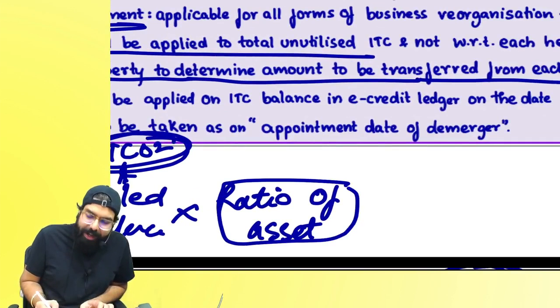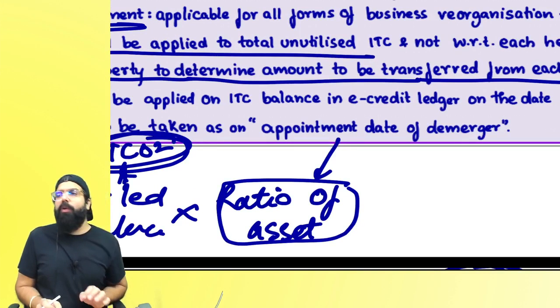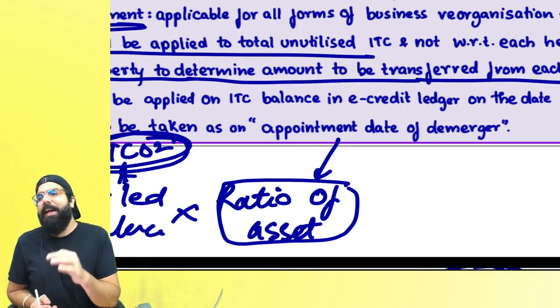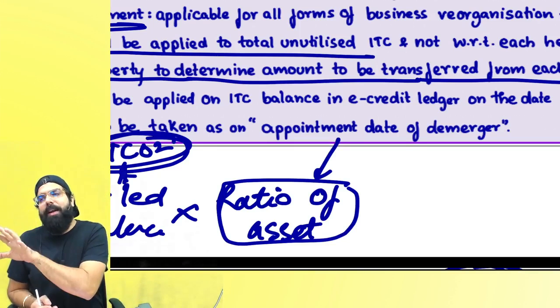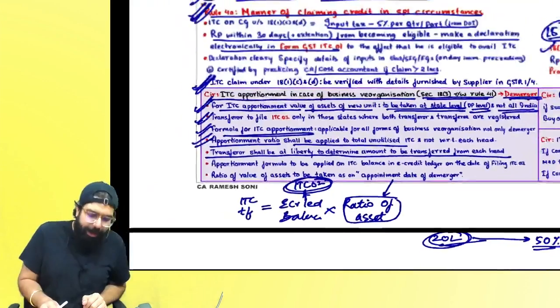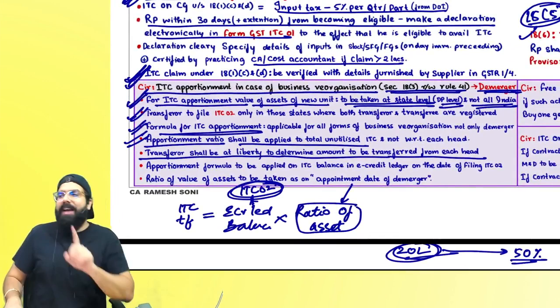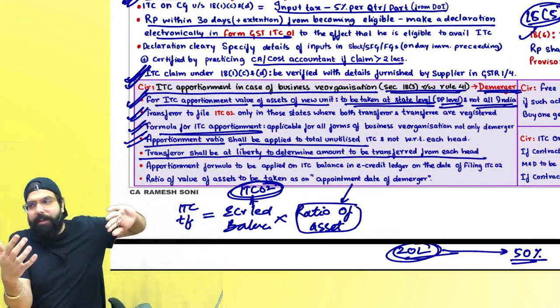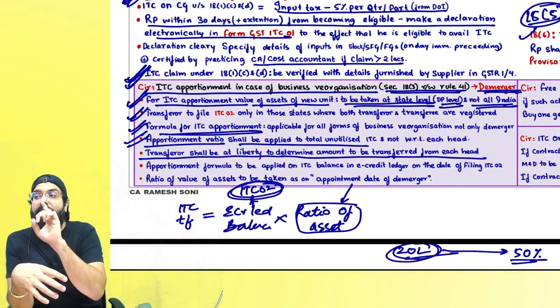People asked, which day's asset ratio? The government told us that whatever is the appointed date of demerger, that day's asset ratio can be taken. Asset ratio multiplied by the ITC balance, you will know how much amount is to be transferred. Remember always, when you are apportioning the ITC, you will apportion on the basis of the asset ratio.